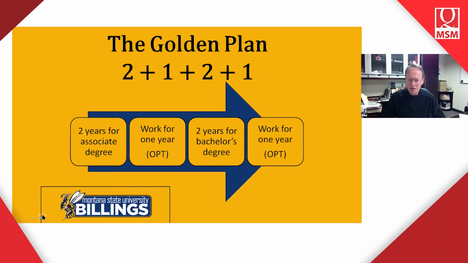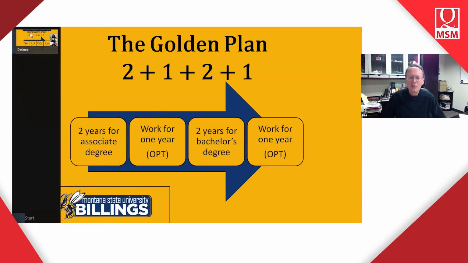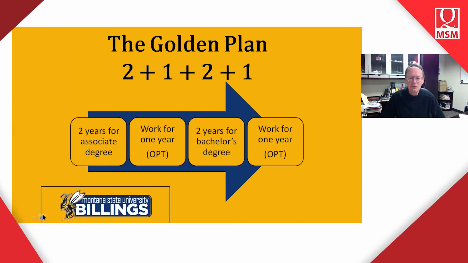Then after that 1 year of work, they come back to the university and finish their bachelor's degree. So 2 years to finish the bachelor's degree. And then once again, the students have the right to work based on earning that degree for 1 more year as an OPT. So that's why it's called the Golden Plan, 2 + 1 + 2 + 1. It gives the students a really good chance to work professionally in the United States and to earn those skills, which are important when they're seeking a job after they finally have graduated. So that's one of the options our students use to lower the cost of paying for their education.